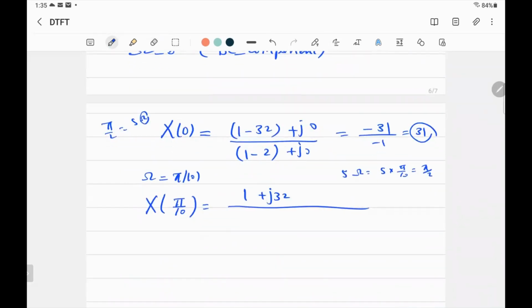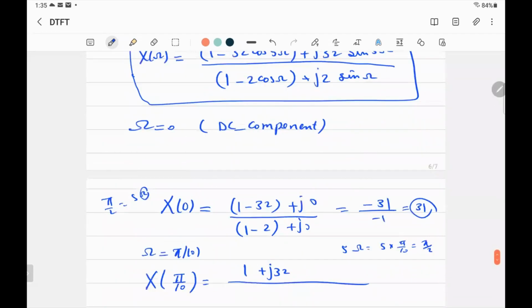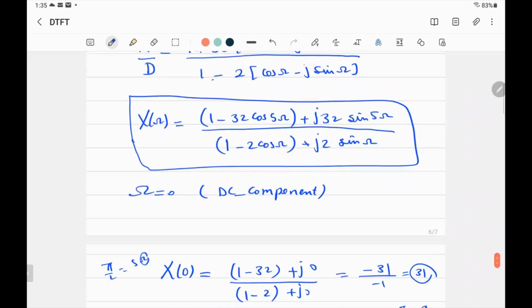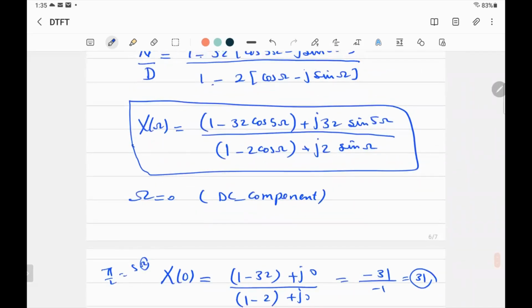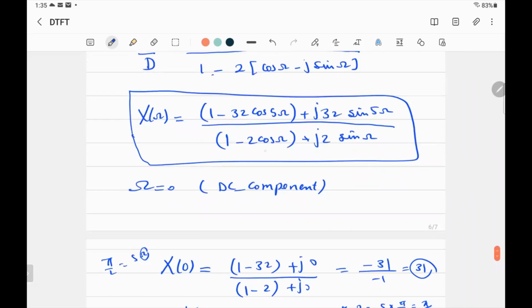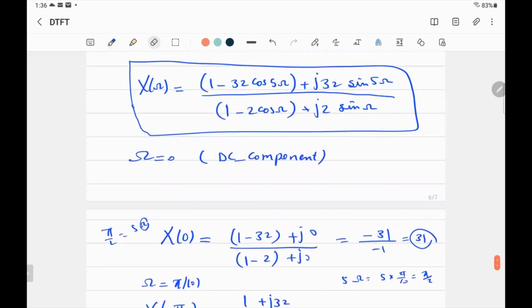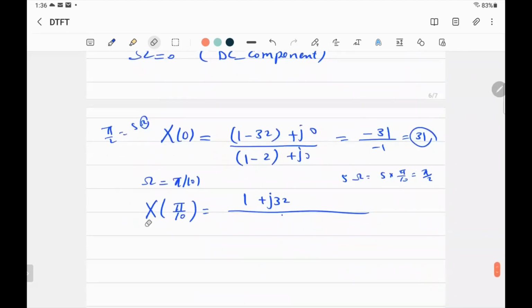All right. Let's get to the bottom part. 1 minus 0 is 1, plus J sine, oh no, that's not it, that's cosine omega only, right? What's cosine pi over 10? No, it's not a simple value. We need to find the cosine. That's 1 minus 2 cosine omega, and omega is equal to pi over 10. Pi over 10 in degrees, what does it mean? 18 degrees.